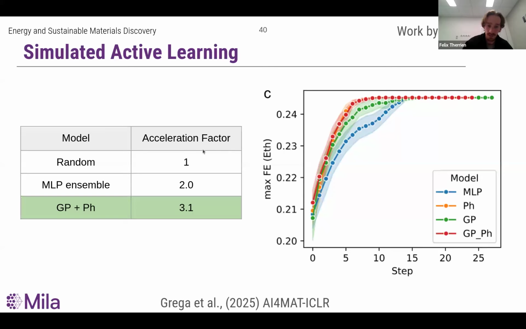If you do this randomly, you get a certain number of steps, maybe around 15 steps or more. It's half of the number of data points. And then you can compare other models to that reference. Randomly, it would take some amount of steps to get to the best result. If you use a machine learning only model without physics, it's twice as fast. And if you take our model, which is the Gaussian process plus a physics model, it's 3 times as fast as random.